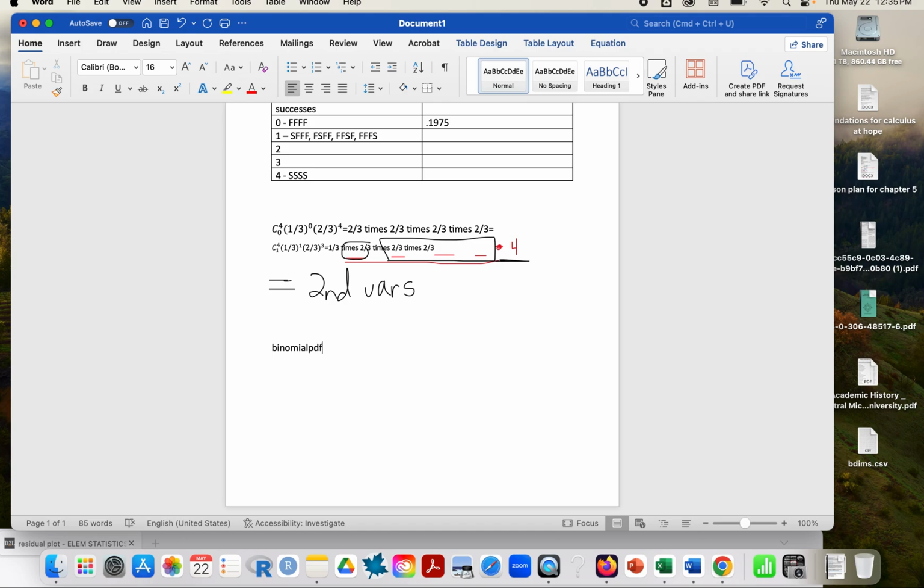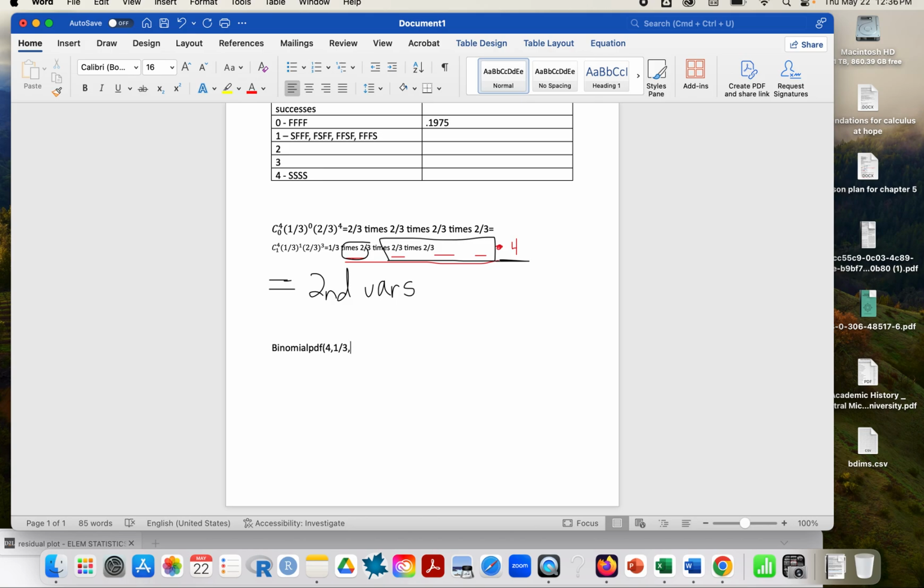Now there's also a binomial CDF. That has its own little quirks, and I'll talk about that in a minute. So binomial PDF, you hit enter on it, and if you have an old calculator, it just shows this on the screen. The first thing that you list is trials. So our number of trials is 4. And then you put in the probability of success, and our probability of success was 1/3.